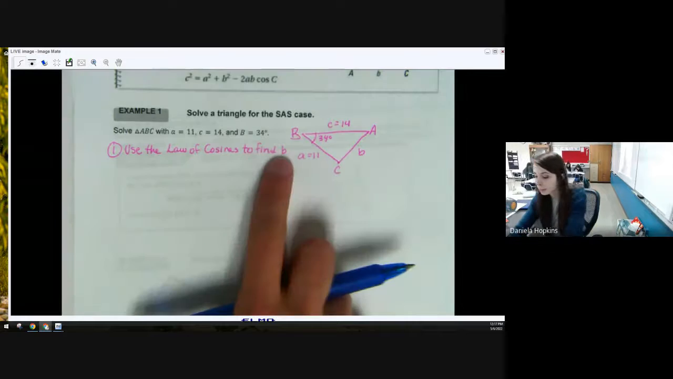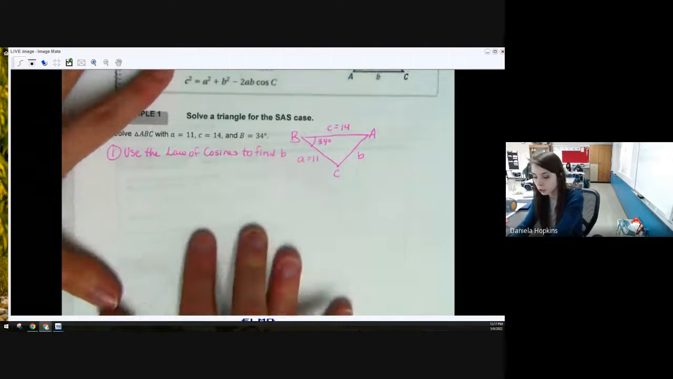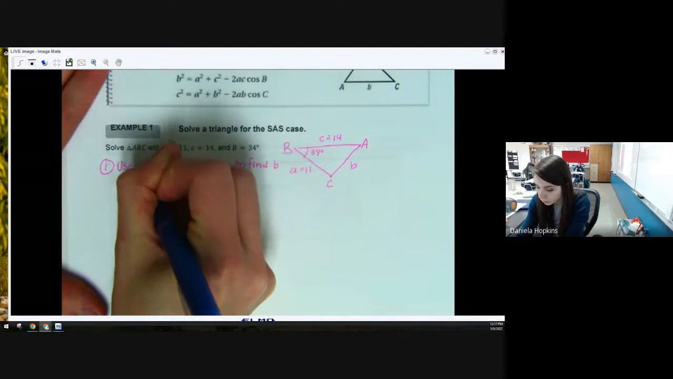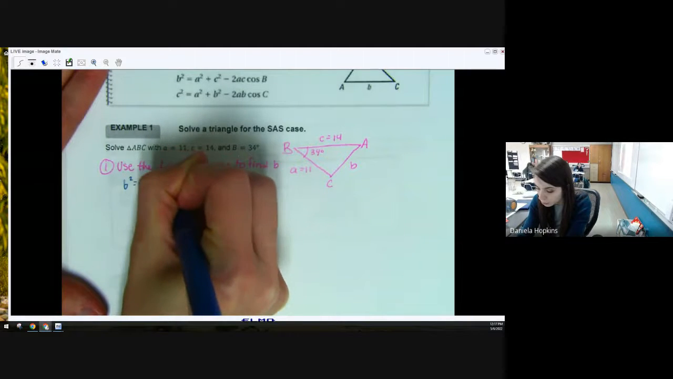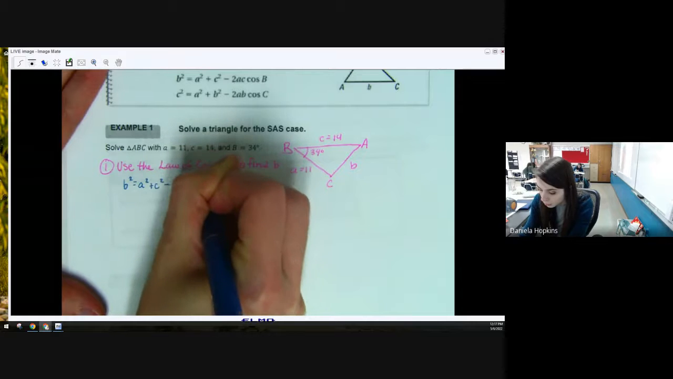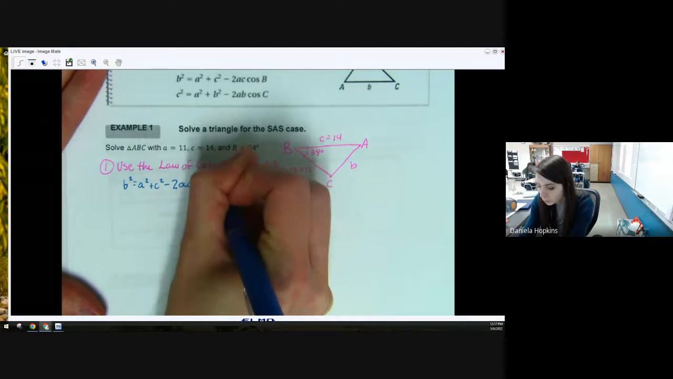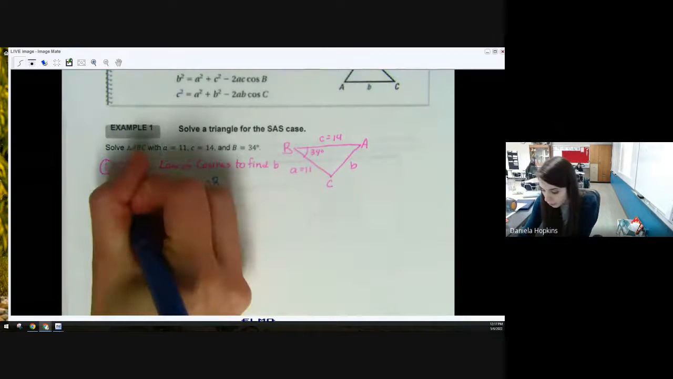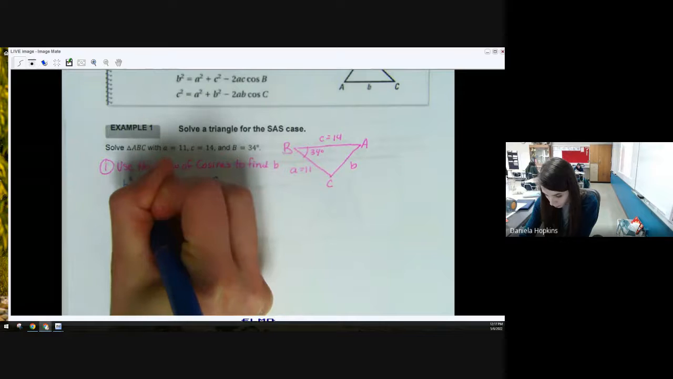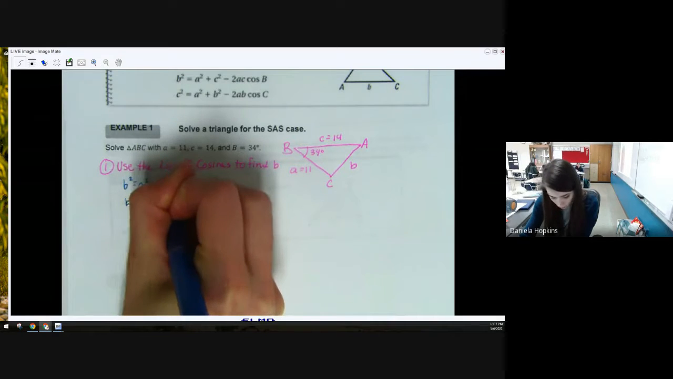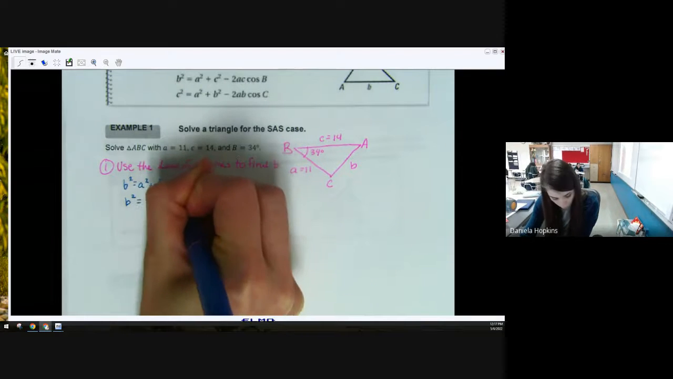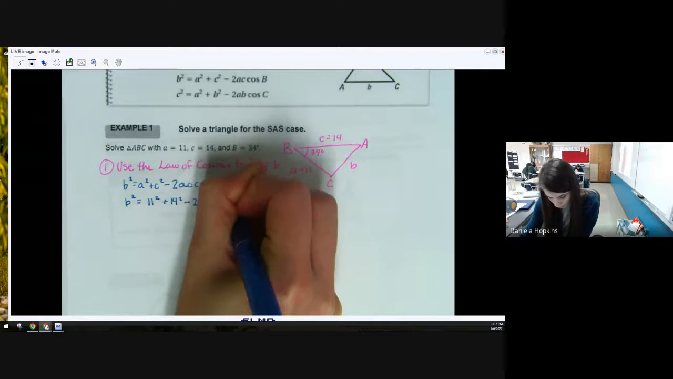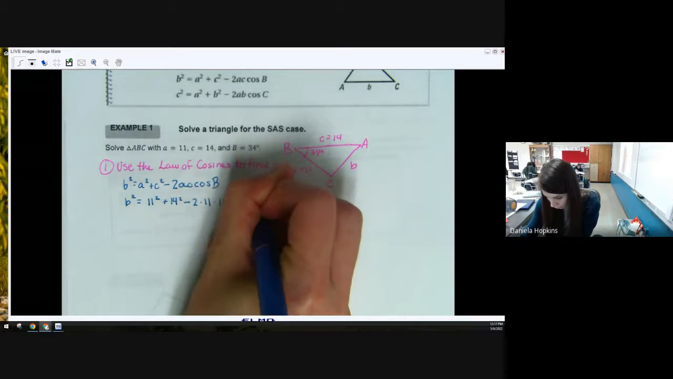So if I'm finding b, we're going to use this second equation on our table. So we're going to use b squared equals a squared plus c squared minus 2ac times the cosine of B. So let's plug in for what we know. We'll have b squared equals 11 squared plus 14 squared minus 2 times 11 times 14 times cosine of 34 degrees.